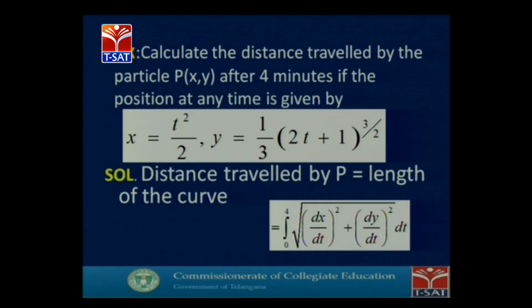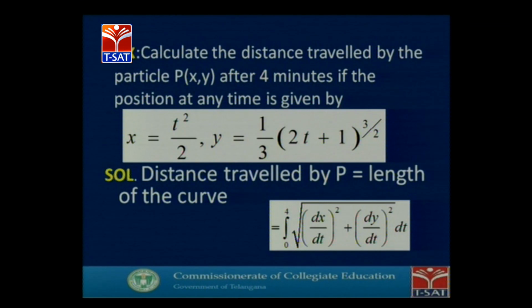When we have to find out after 4 minutes, that means for the curve, what is the time position? So the time position is x equals t square by 2, y equals 1 by 3 into (2t plus 1) whole to the power of 3 by 2. Initially, what will be the time? Time t is 0. After 4 minutes, we need to find. So that means t is varying from 0 to 4. Distance travelled by P is equal to the length of the curve. So that is equal to the integral from 0 to 4 of under root of (dx by dt) whole square plus (dy by dt) whole square into dt.